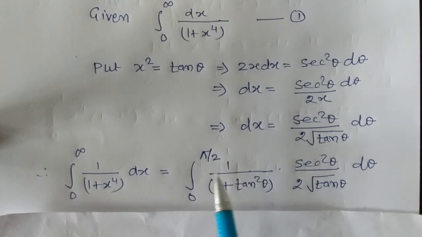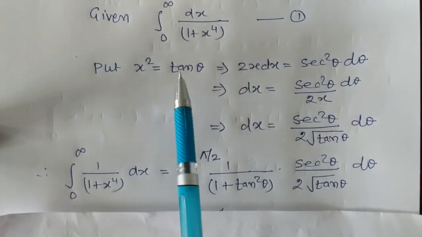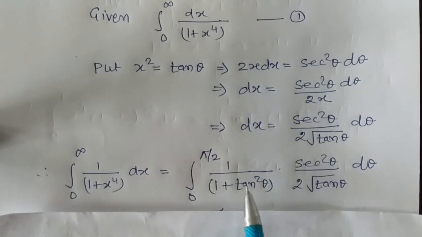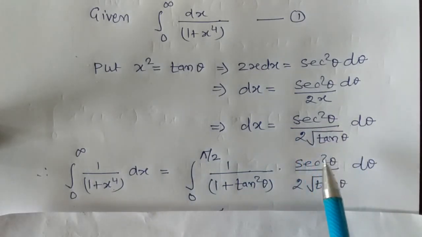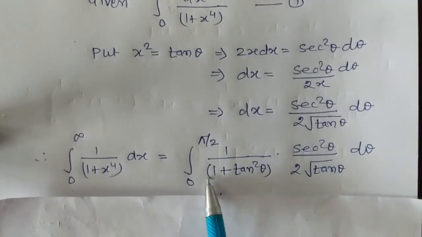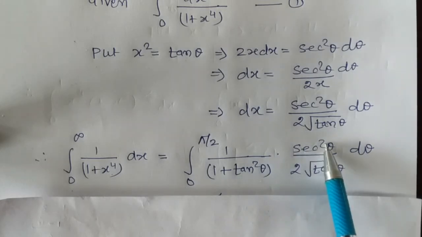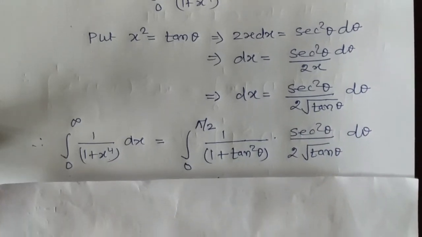Here we have 1 upon 1 plus x power 4. Squaring both sides, we get x power 4 is tan square theta. So we have 1 plus tan square theta, multiplied by dx. And dx is sec square theta upon 2 root tan theta d theta. Now 1 plus tan square theta is sec square theta, so sec square theta cancels. Further, 1 by 2 is a constant, so we write it outside the integral.